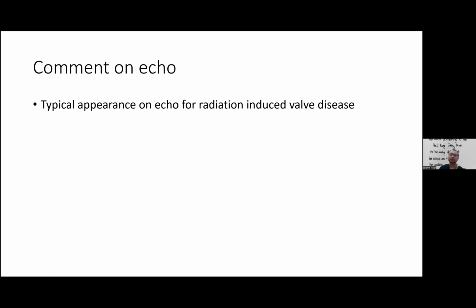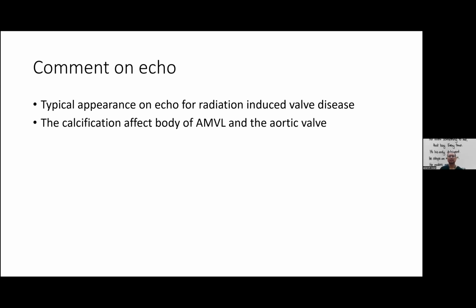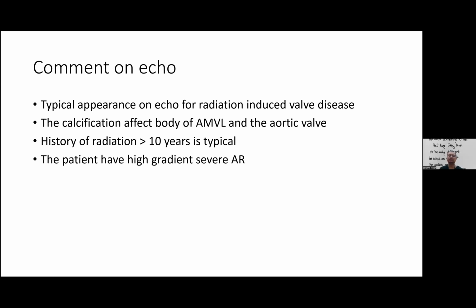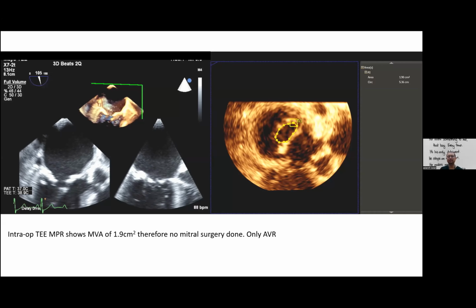Oftentimes, because the calcification also involves the aortic root and the aortic annulus, the coronary artery is also diseased. The ostia of the left main and the right coronary artery are frequently involved, and a lot of these proximal coronary arteries also have stenosis. The calcification affects the body of the anterior mitral valve leaflet and also the aortic valve. History of irradiation more than 10 years ago is typical. The red flag is breast, lung, and blood malignancy. The patient also has high gradient severe aortic stenosis and aortic regurgitation.